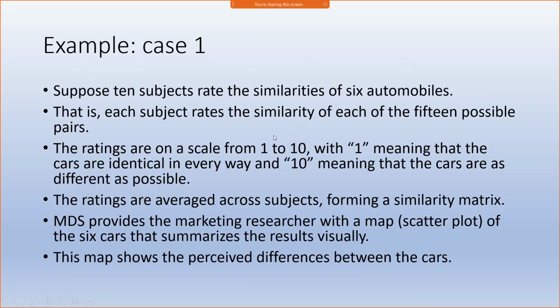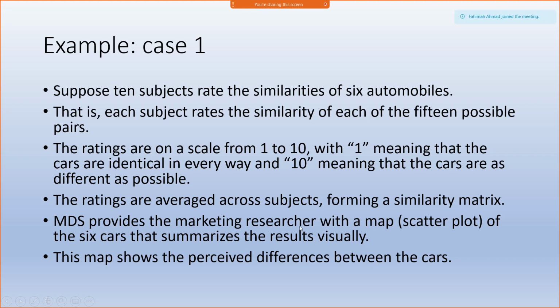Then when they compare these six cars, A, B, C, D, E, F, A and B, A and C, A and D, B and C, D and E, and so on and so forth, you ask the subject to rate on a scale from 1 to 10. 1 means that the cars are identical in every way, and 10 means that the cars are as different as possible. Then you can average the ratings, and this can form a similarity matrix.